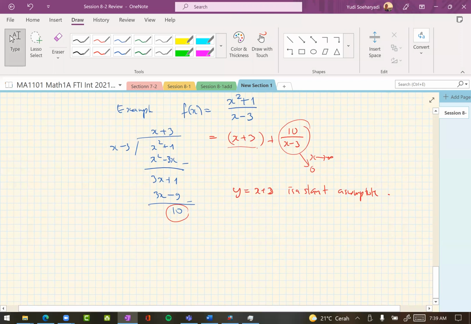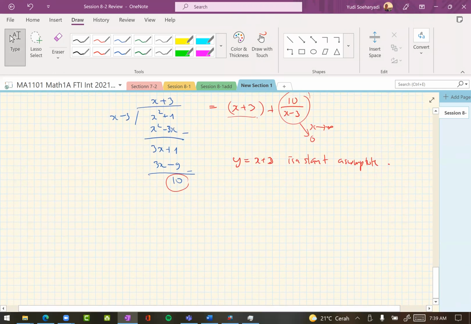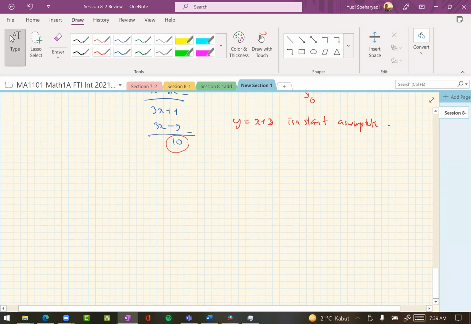Okay, other questions? Can we talk about the squeeze theorem? I'm a bit confused. Okay. Squeeze theorem.